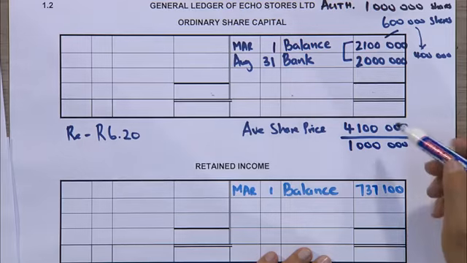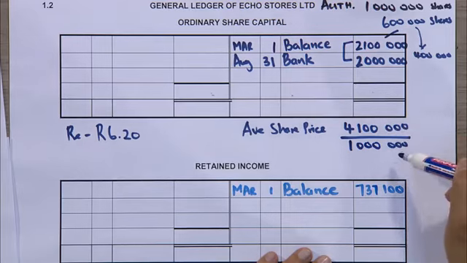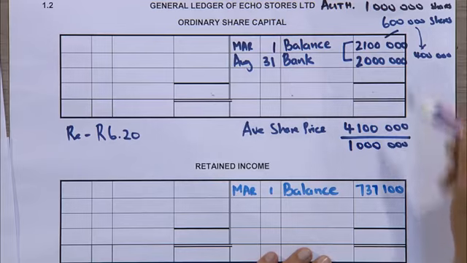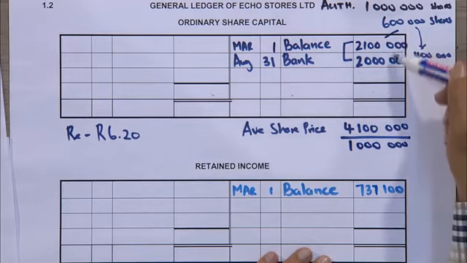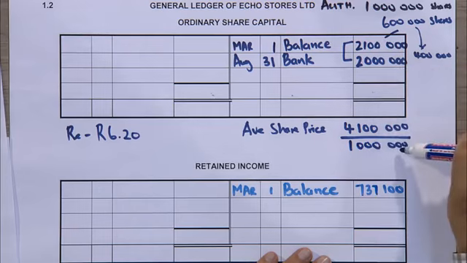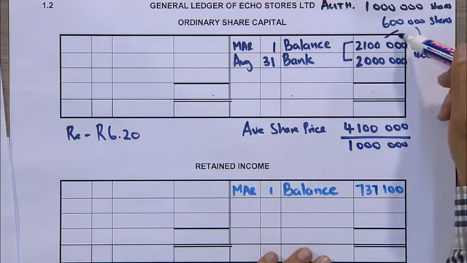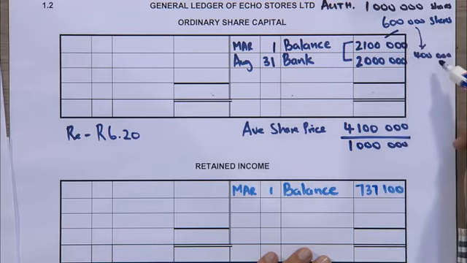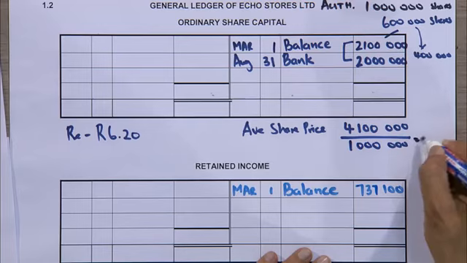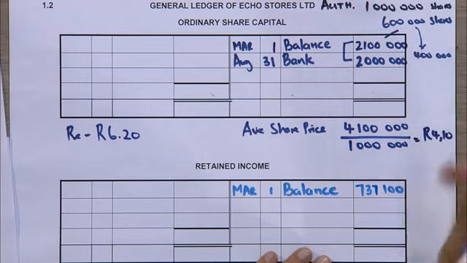Okay, so it's again the capital divided by the number of shares issued. So it's those two figures over there, which is 4,100,000, divided by the number of shares that make up those two amounts, which was 600,000 at the beginning, plus the extra 400,000. And as you can see, the average comes to 4.10 cents.